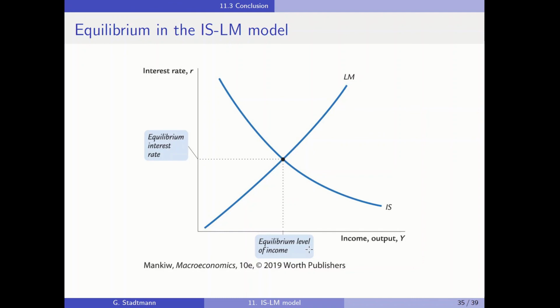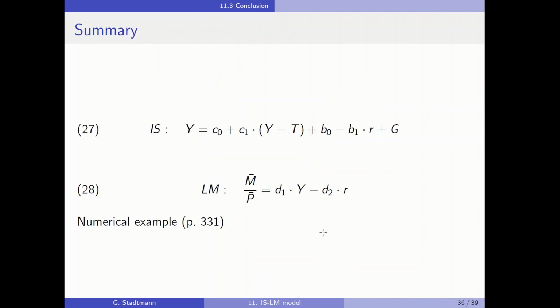In this section, it's also the case that we once more have a look at the equations. So let's also perform this task and have a look at the IS relationship. On the left-hand side, we have goods supply, and on the right-hand side, we have goods demand, which depends on the consumption function, the investment function, and government spending. In equation 28, we have on the left-hand side real money supply, and on the right-hand side real money demand, which depends on income in a positive way and on the interest rate in a negative way.